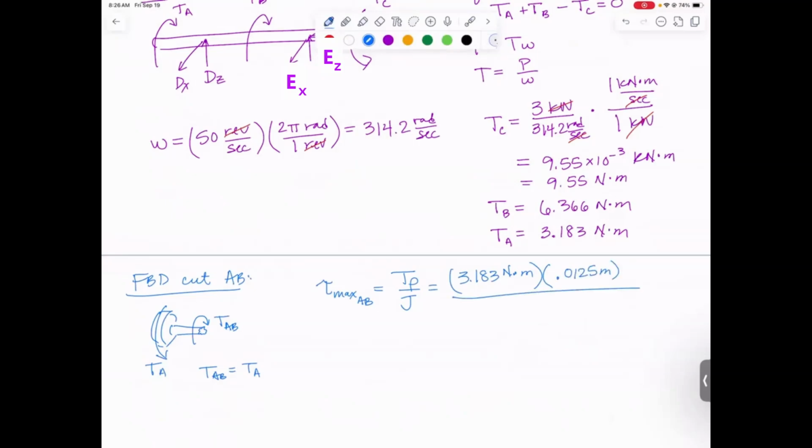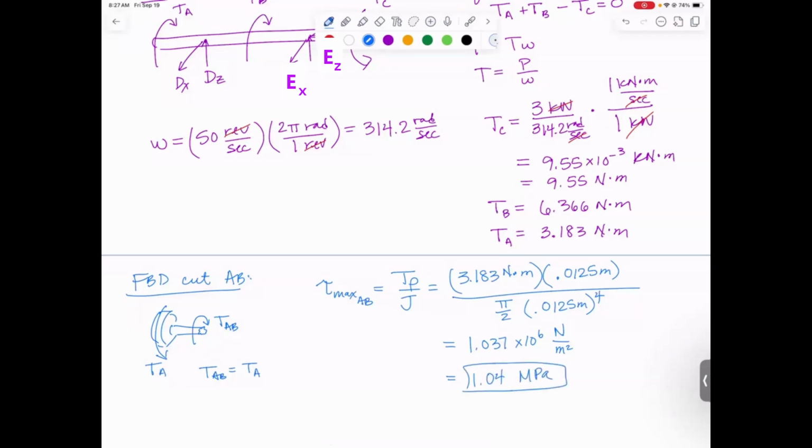And now I need J, polar moment of inertia. Well, that is, for a solid shaft, pi over 2 times the radius, 0.0125 meters, to the fourth power. See how my units are going to work out? I have meters squared in the top, meters to the fourth in the bottom, so I'm going to end up with newtons per square meter, which is pascals. This number comes out to be 1.037 times 10 to the 6th newtons per square meter, which is 1.04 megapascals, if I round to 3 sig figs.